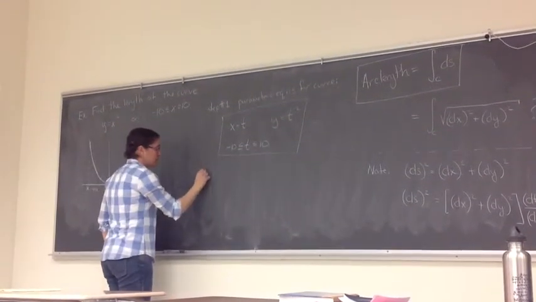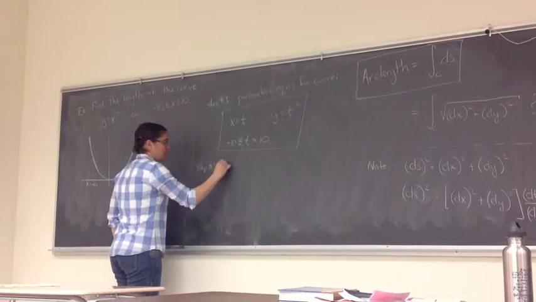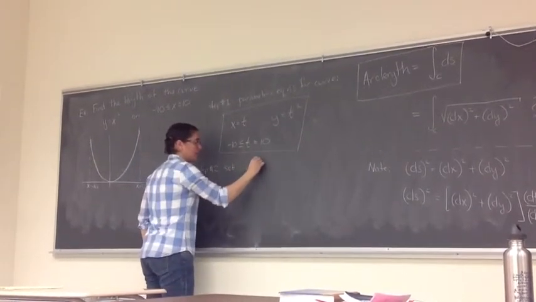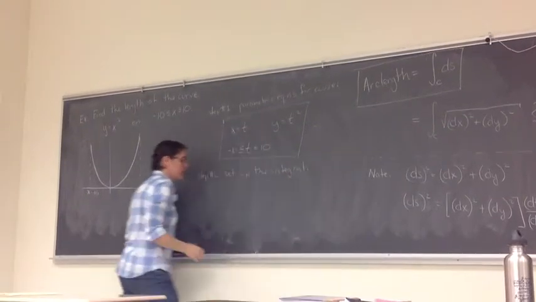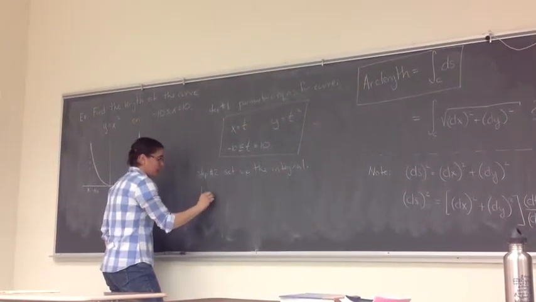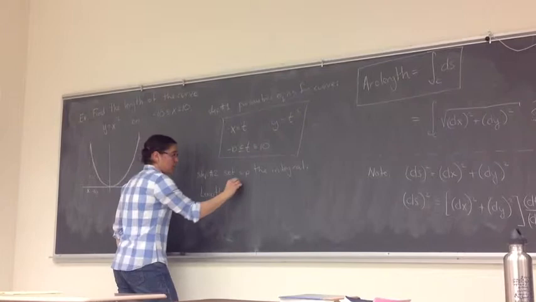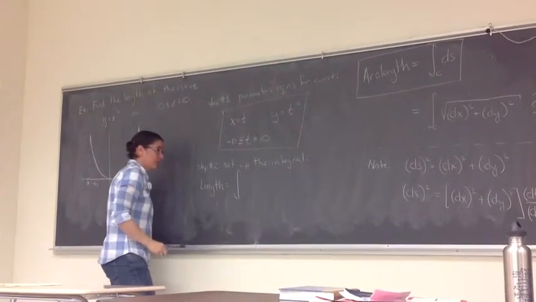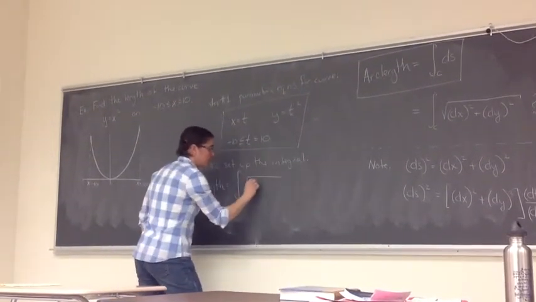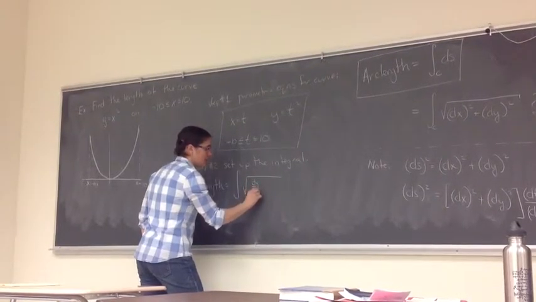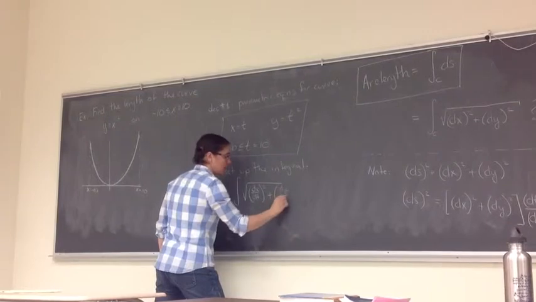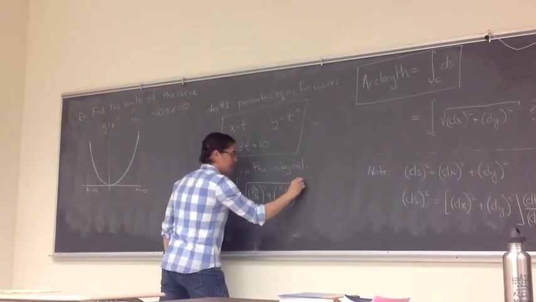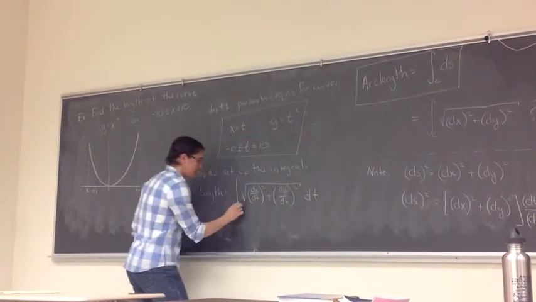Step 2 is to set up the integral. And so our length will be equal to the integral of the square root of dx over dt squared plus dy over dt squared with a dt at the end.